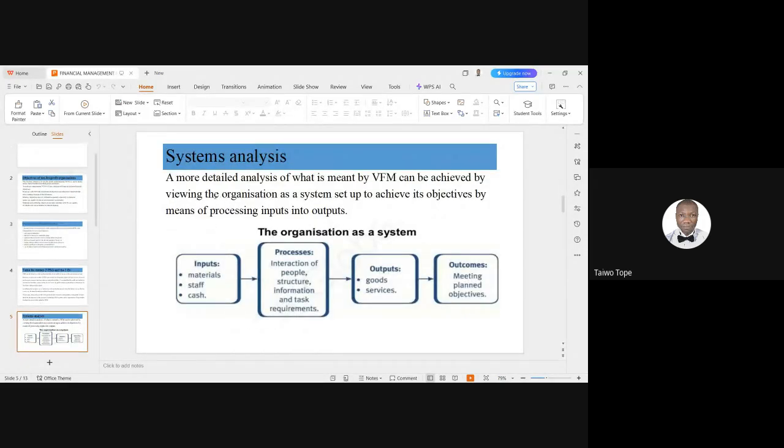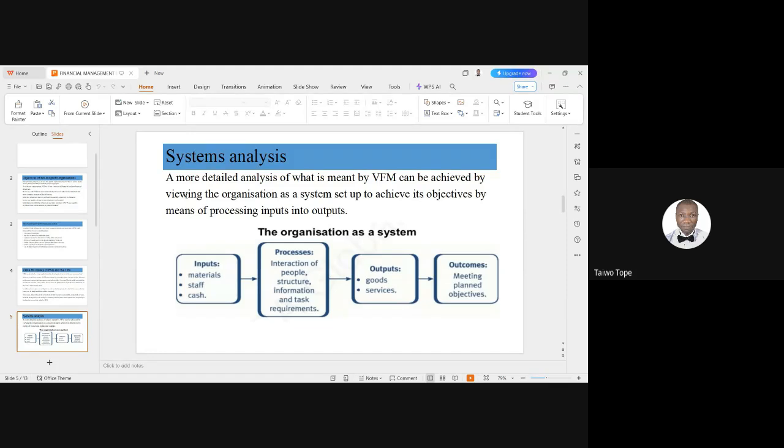Let's see something here. Talking about systems analysis, I put that a more detailed analysis of what is meant by value for money can be achieved by viewing the organization as a system set up to achieve its objective by means of processing inputs into outputs. In the organization, we have inputs. The inputs can be in the form of materials, staff, cash. The processes can be the interaction of people, the structure, the information, and task requirements.